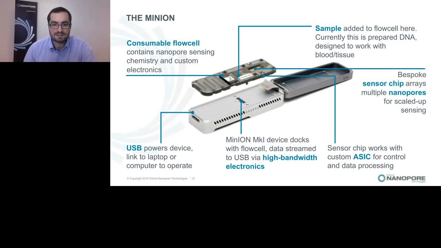All the sequencing reactions take place on the flow cell, and that's the consumable part. The MinION is reusable, and the flow cell is the consumable. The flow cell contains the pores and the membranes, and it's where the library is loaded. Underneath the flow cell, we have a custom application-specific integrated circuit, or an ASIC, which is what controls the applied potential, and it's how the electrical currents are measured. The rest of the device is various bits of electronics and a fan to help control the temperature.